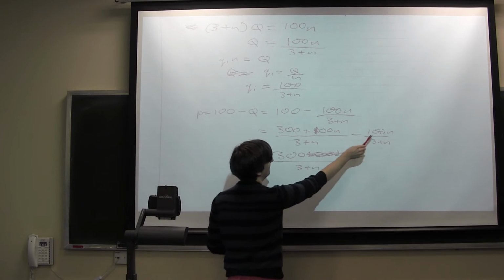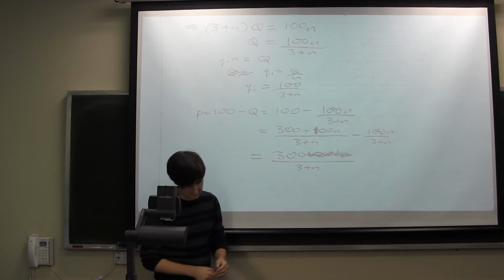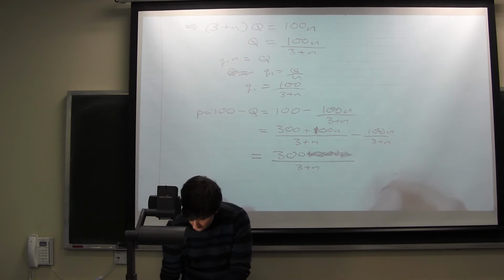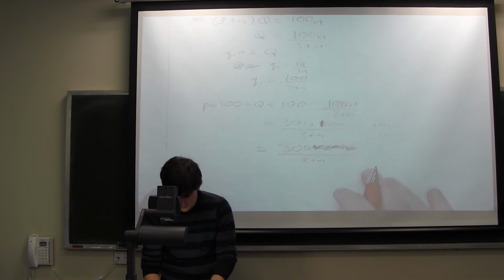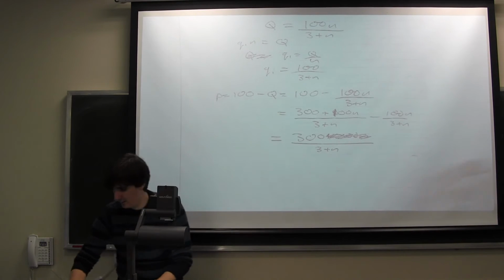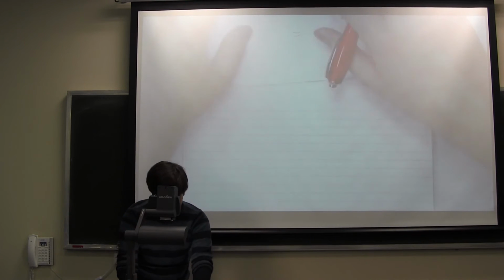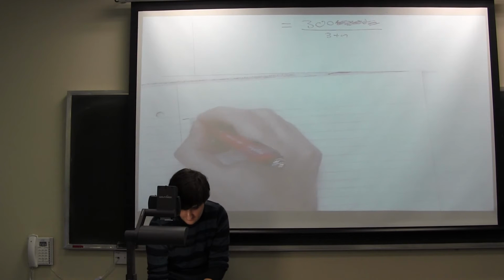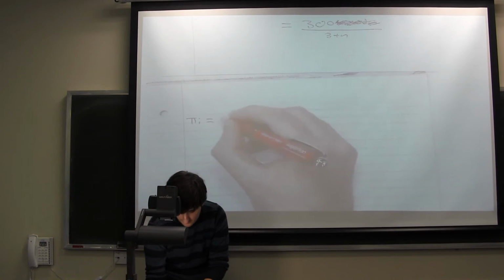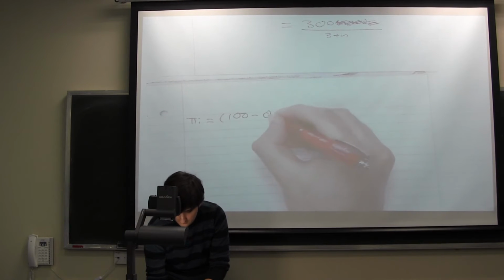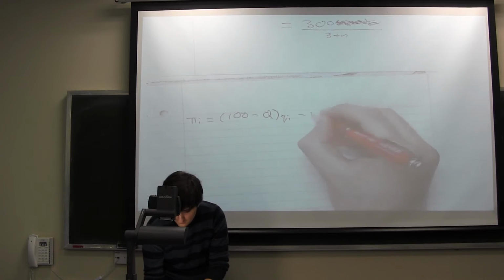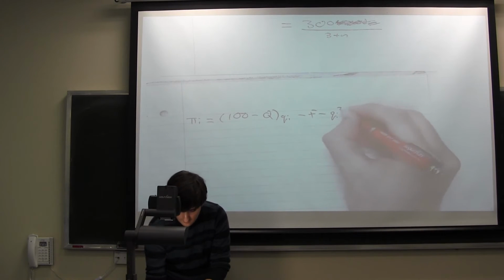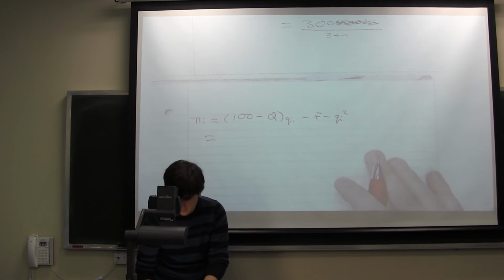Okay, so we've got 100n, we've got minus 100n, so they cancel. So this is 300 over 3 plus n, the price. Okay, so the profit, let me get my sheet of paper. So at the start we had this expression for profit, so πi was (100 minus Q) times qi minus f minus qi squared. Okay, so all you have to do is just plug in at this point.